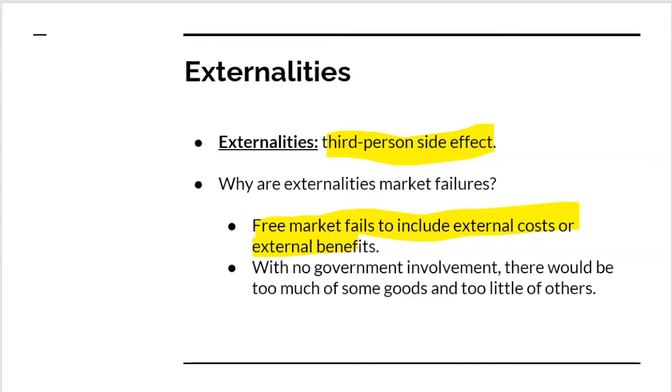And so whenever the free market fails to take into account how their actions can cost or benefit others, it is going to cause inefficiency. Because if there were no government involvement, there would be too much of some goods and too little of others. In other words, in the free market, when individuals and companies do not take into account third-party effects, yet again both positive or negative, it can cause overproduction of some goods and underproduction of others.